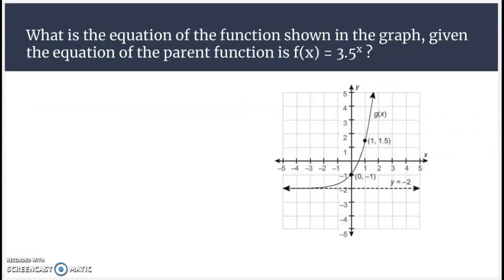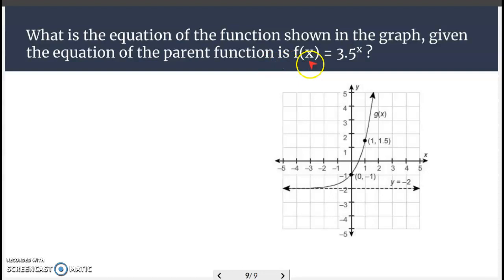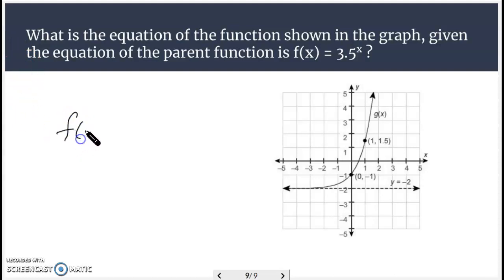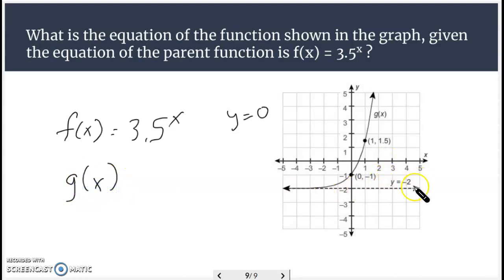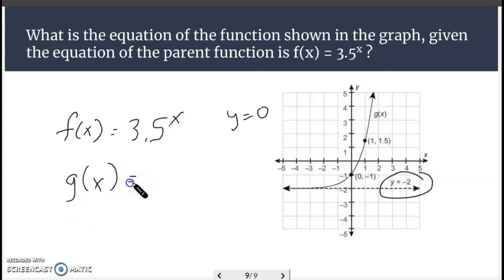Let's look at one more here. What is the equation of the function shown in the graph given the equation of the parent function 3.5 to the x? The original function is 3.5 to the power of x. And 3.5 to the power of x by itself would have a horizontal asymptote at y equals 0. But then the new function, g of x they call it, notice it was shifted down, notice its asymptote, 3.5 raised to the power of x minus 2.